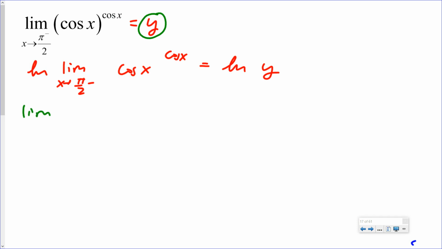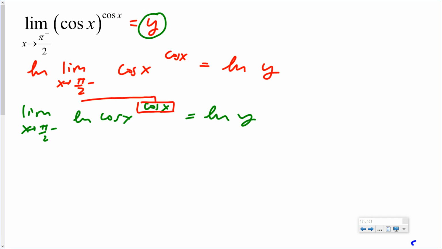So I'm going to switch this. The limit of a log, oops, this is cosine x, is really the log of a limit. What that allows me to do is take this cosine x, because it's an exponent, and move it where? All the way to the front? No, just in front of the log, because you still have to take the limit of it. So this becomes the limit as x goes to pi over 2 from the left of cosine x times ln of cosine x, equal to ln y.